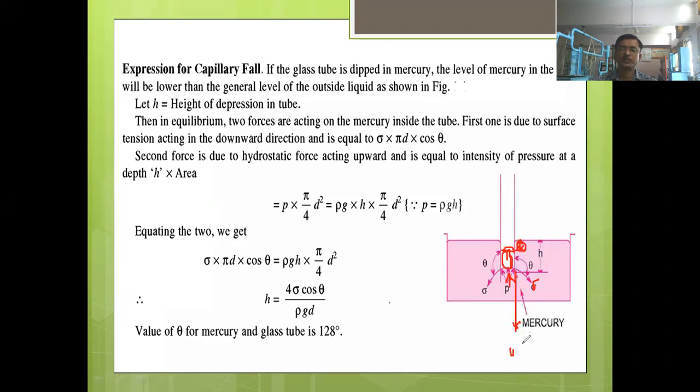The vertical component is sigma cos theta into pi d. This is the vertical force acting in the downward direction. So this pressure force will become equal to this value. At that time, there will not be any movement. And this H is nothing but the capillary depression. So pressure intensity is given by pressure force divided by unit area. So the pressure force Fp is equal to P into area.